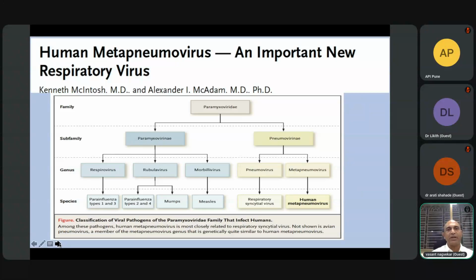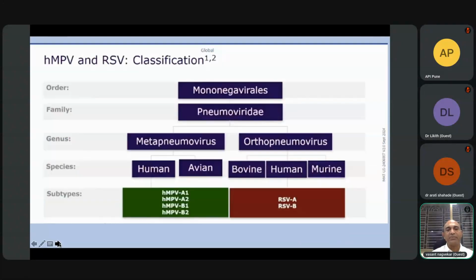If you look at the human metapneumovirus, it's an important new respiratory virus which belongs to the Paramyxoviridae group and the subfamily Pneumovirinae. In this, there are two: one is a pneumovirus and one is a metapneumovirus. The metapneumovirus is the human metapneumovirus, HMPV, and the pneumovirus is the respiratory syncytial virus. Further, HMPV has 4 subdivisions: HMPV A1, HMPV A2, HMPV B1, and HMPV B2, whereas respiratory syncytial virus has respiratory syncytial virus A and B. These are the subtypes which are there.